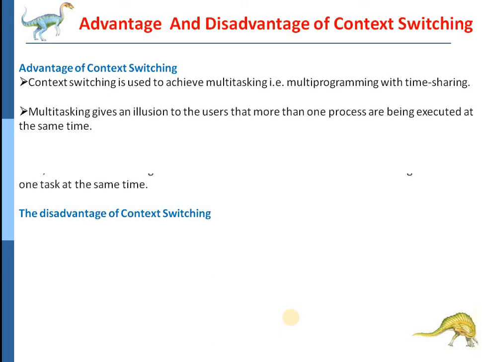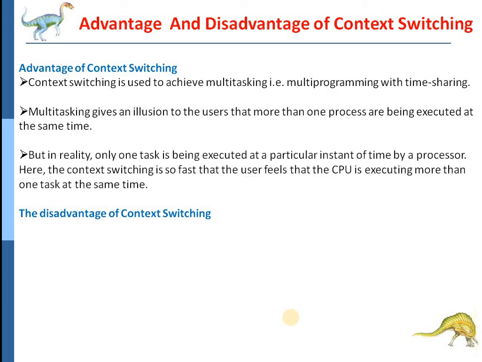Context switching is achieved. Next, only one task is being executed at a particular instant of time by a processor. The context switching is so fast that the user feels that the CPU is executing more than one task at the same time. Practically, only one task is being executed in the CPU, but the context switching is very fast, so the user feels that the CPU is executing more than one task at the same time.